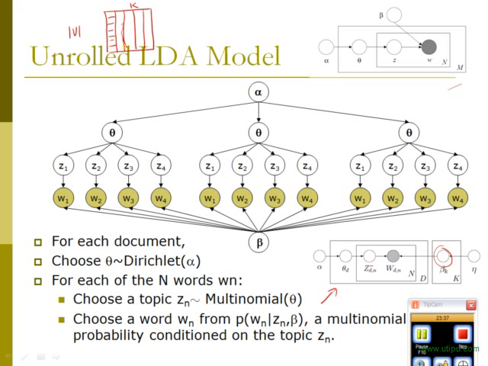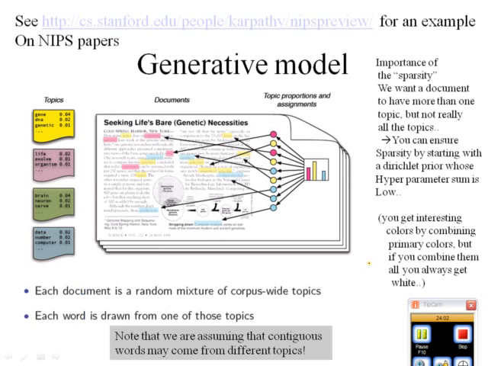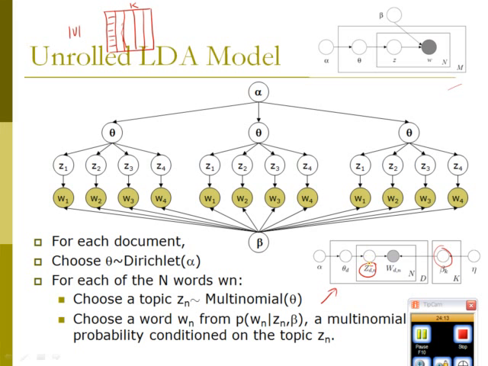Okay, so then the next question, of course, is who is making these betas and who is making these Z's. We are basically saying that the Z's, the topics, are being sampled from a topic mixture, which is a multinomial distribution. So this theta is a multinomial distribution.